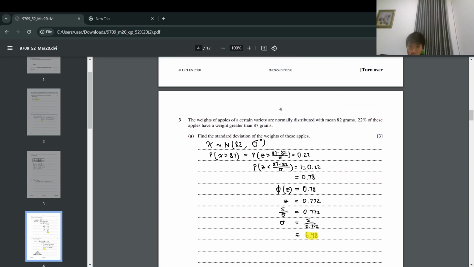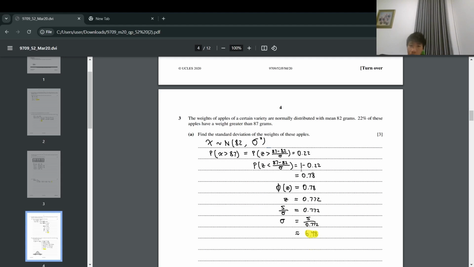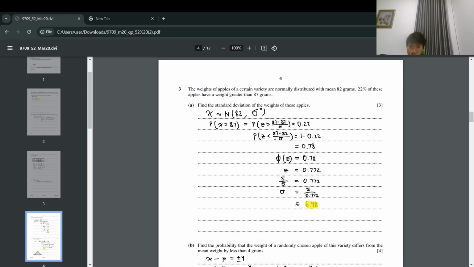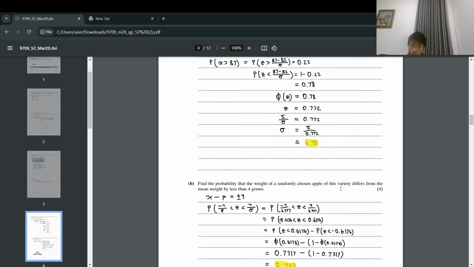And then we can just reverse the formula to find what the value of Z is. So Z less than 0.772, we can see it from the MF19. So 87 minus 82 over the standard deviation is equal to 0.772. So 5 over standard deviation equals 0.772. For the standard deviation, we can just reverse the formula and get 5 over 0.772, which is 6.48.